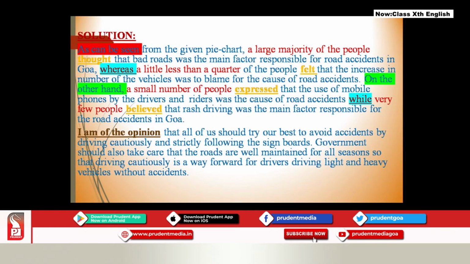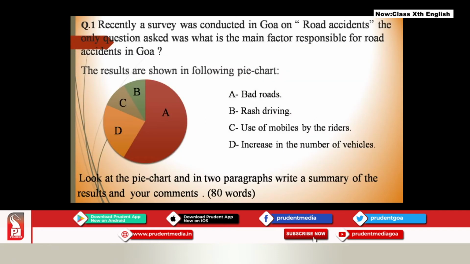I begin the description of my pie chart as, as can be seen from the given pie chart. As can be seen from the given pie chart. You can learn this, especially the weak and average students. Now, let us look at A. A is a large majority, more than half. D looks to be a little less than a quarter.